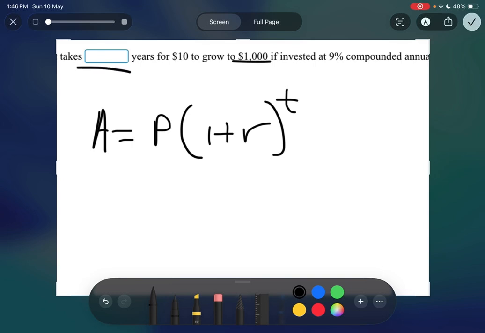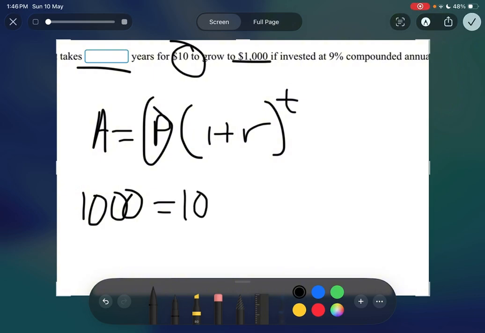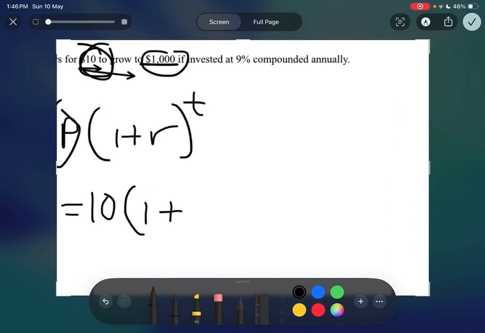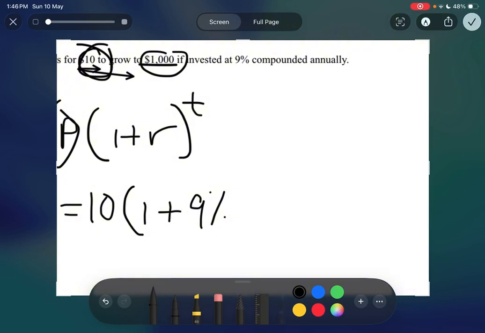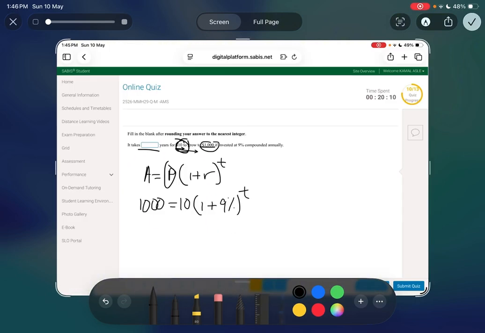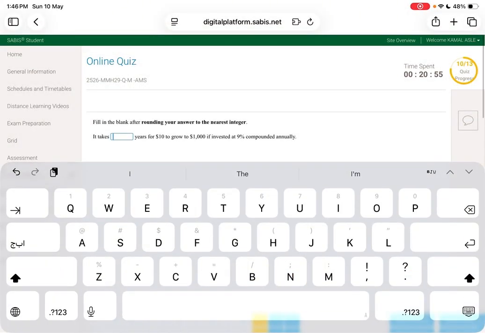We want T. So 1,000 is equal to P, which is 10, the amount he invested, because he invested 10 to grow this much. This is the final amount and this is the investment. Okay, 1 plus R, R is 9%. You just put 9%, to the power of T. Put it in a calculator and you'll find the answer, which is 53 years. I hope I'm not wrong, but it's okay.